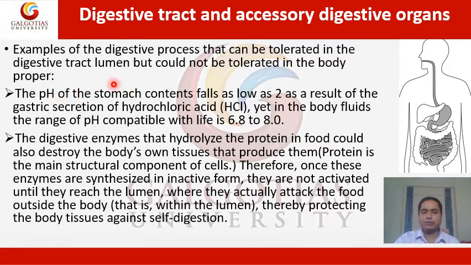First one is the pH of the stomach, which falls as low as 2 as a result of the gastric secretion of HCl. Yet in the body fluid, the range of pH compatible with life is 6.8 to 8, which is alkaline, and pH 2 is very highly acidic.